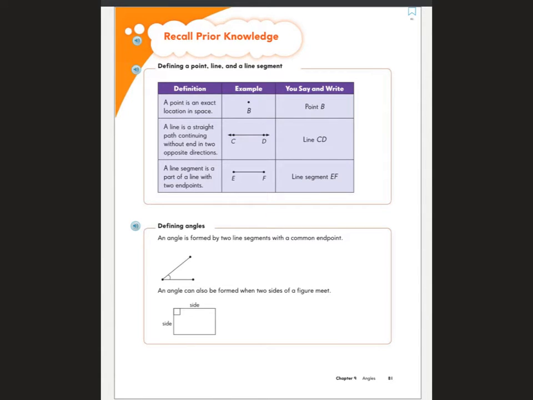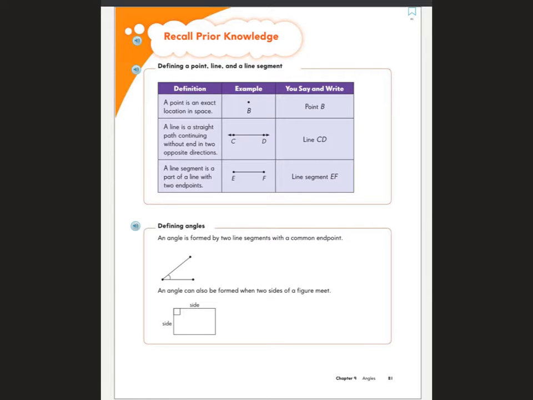All right, boys and girls, today we are going to start our angles chapter. This is the first chapter of material that we're going to cover during our geometry unit. Today what I want us to focus on is recalling our prior knowledge, which you'll see on the screen, and you'll also see it on page 81 of your textbook. We are going to review some really important vocabulary today that will really help you understand what an angle is. So we're going to go ahead and jump right in.